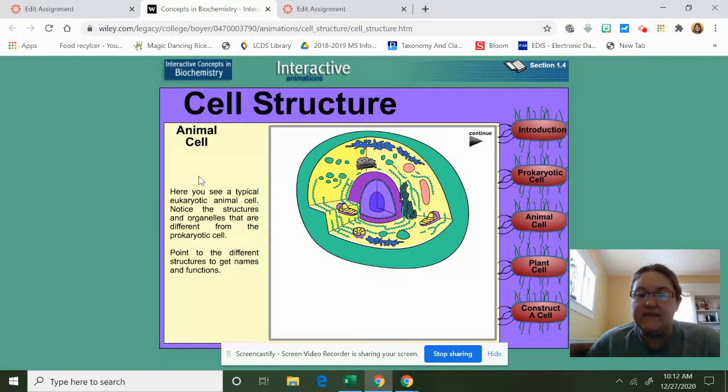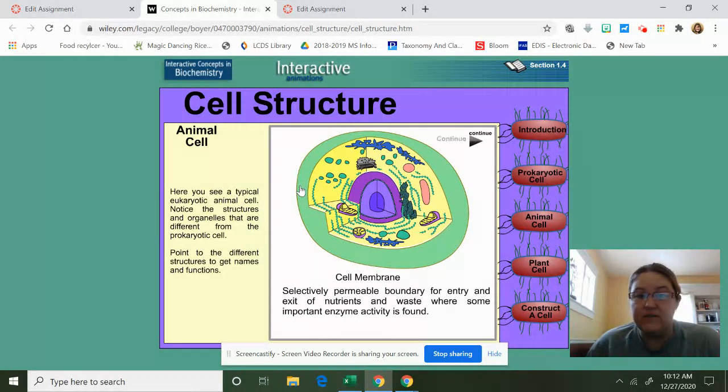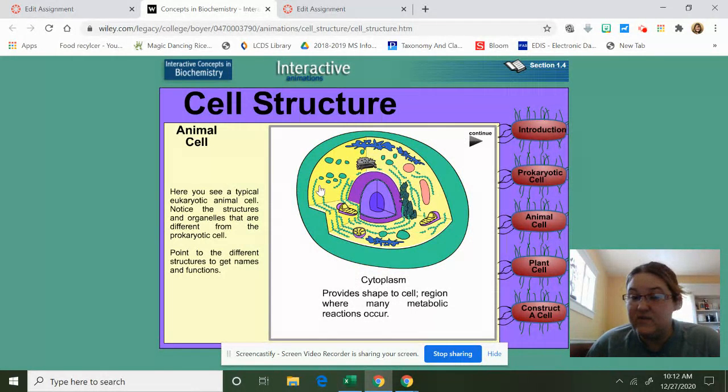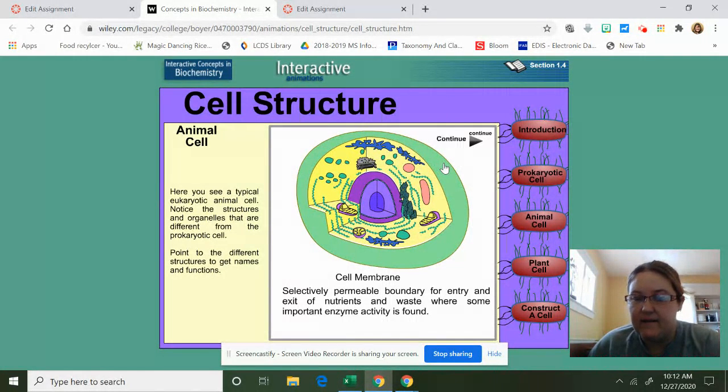So it says here we see a typical eukaryotic animal cell. Notice the structures and organelles are different from a prokaryotic cell. This one's very busy. You can see, it's a cartoon, so it's drawn with things around it. Point to the different structures to get names and functions. So if we start at the outside, the cell membrane.